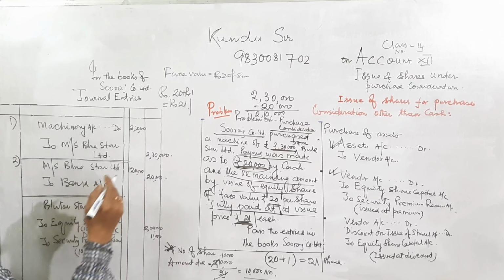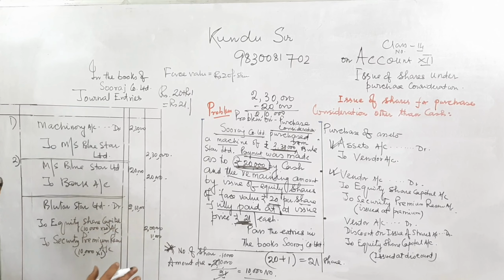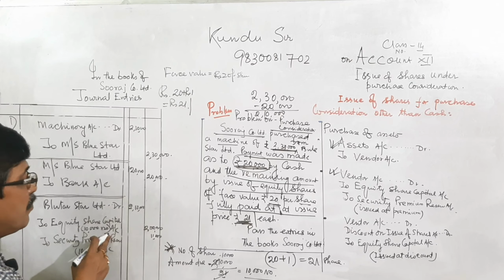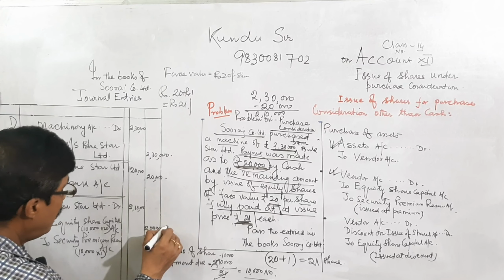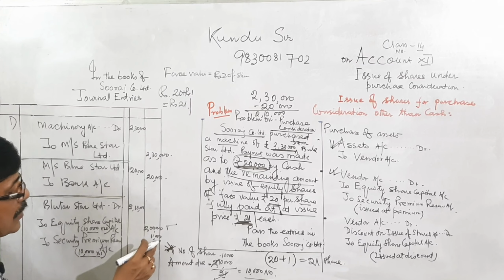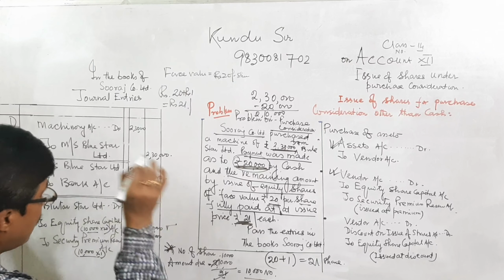minus 20,000, that is 2,10,000. The company is paying this to discharge the value of the machine which is not yet paid, that is 2,10,000, for which the company is issuing 10,000 shares of rupees 20 each, and 10,000 shares on which premium is charged, that is 10,000, that is 2,10,000.